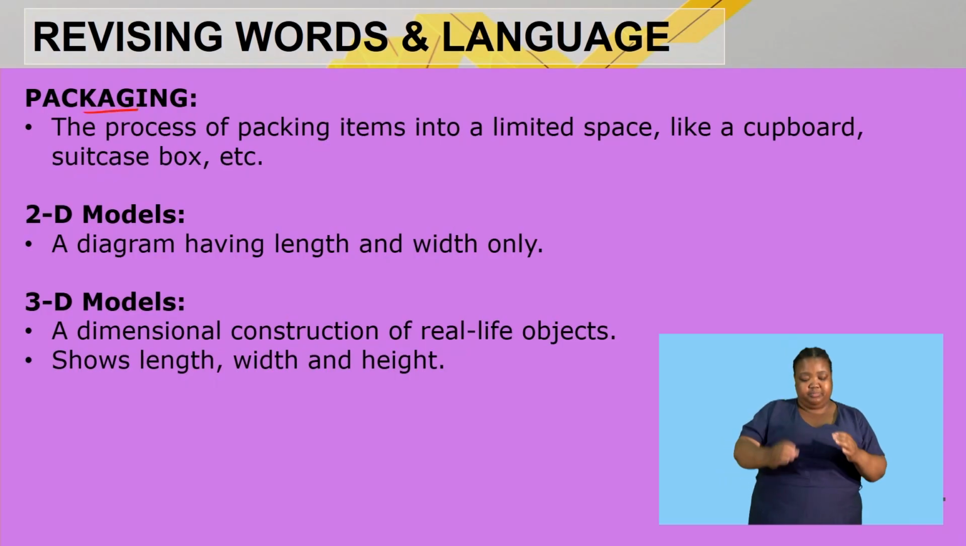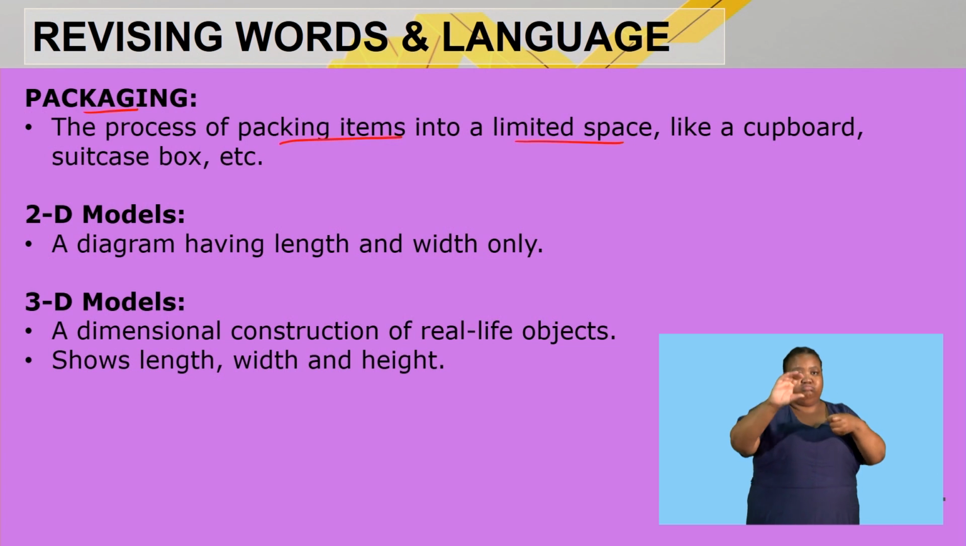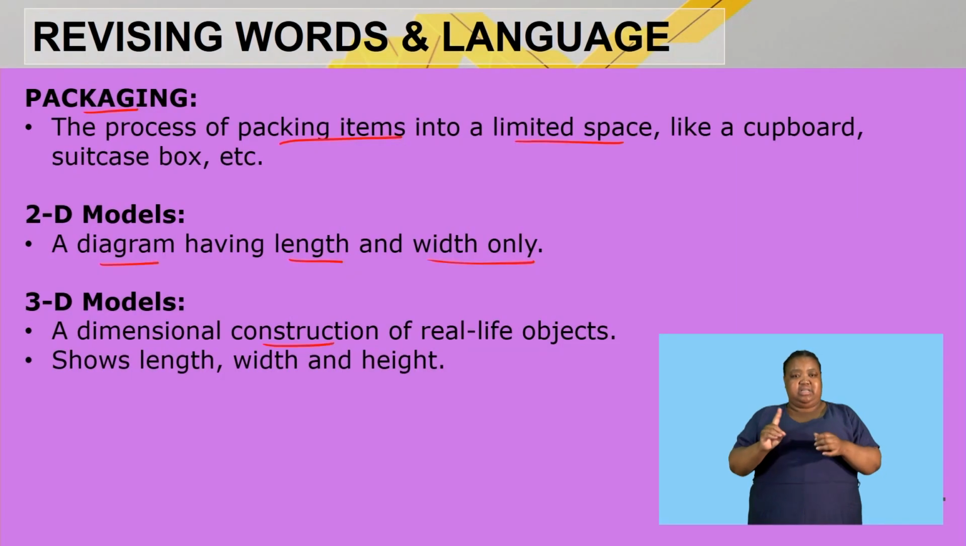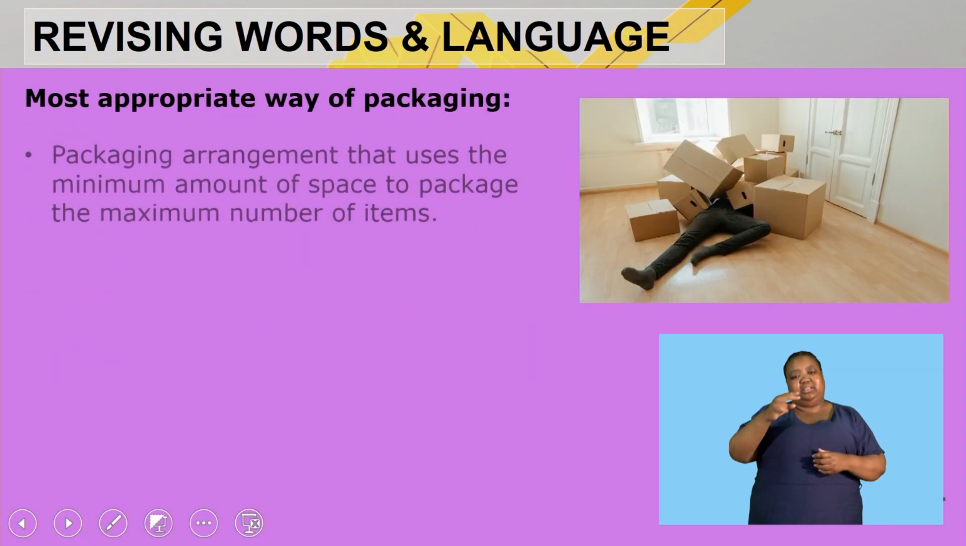Now let's look at other important wording and language for today's lesson. First up, packaging is the process of packing items into a limited space, for example packing it into a cupboard, suitcase, etc. A 2D model is a diagram having length and width only, like we asked in question 3 just now. Then your three-dimensional model is a dimensional construction of real-life objects. This shows length, width, as well as your height. So that's the important language.